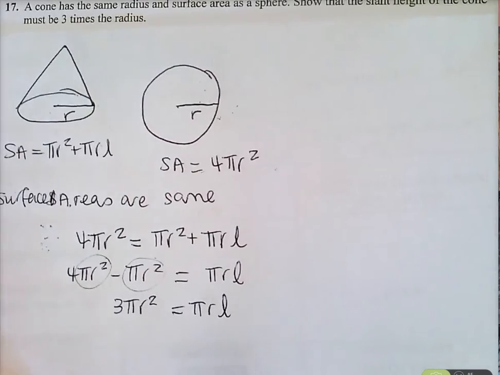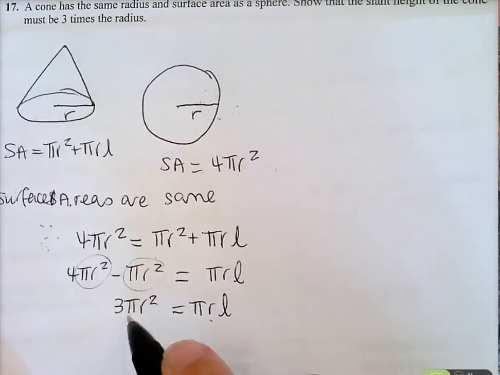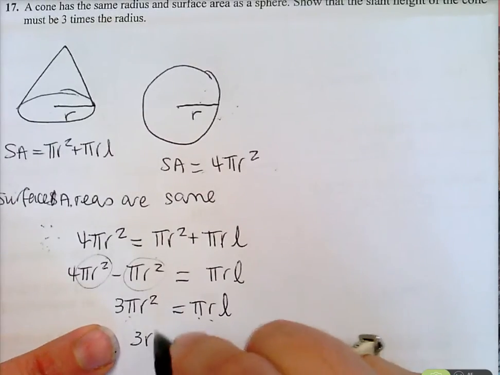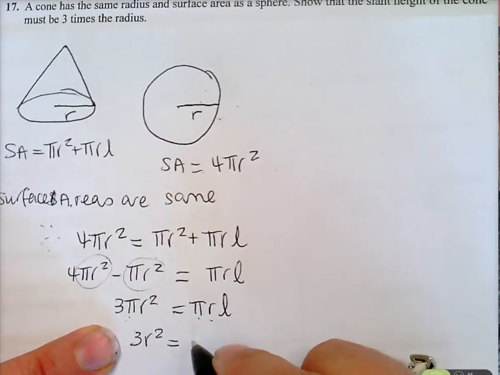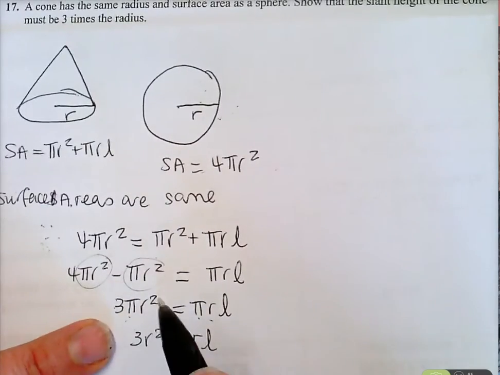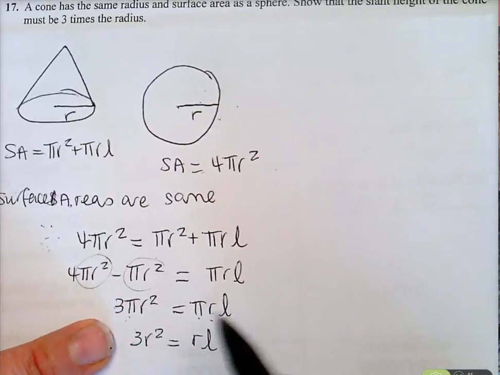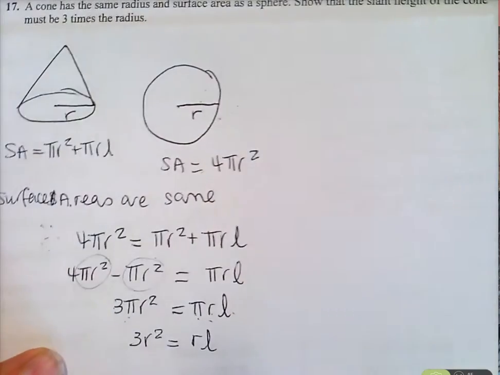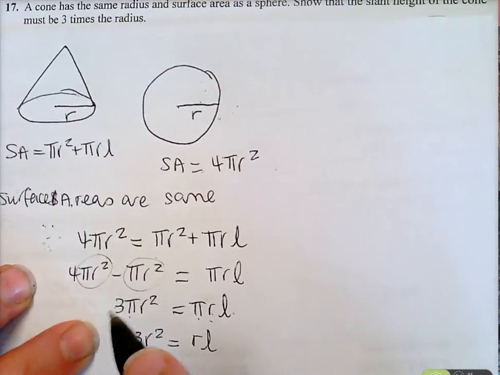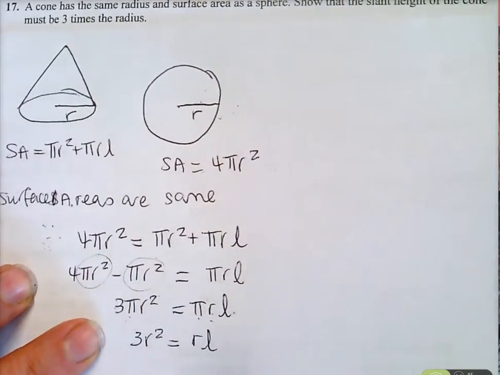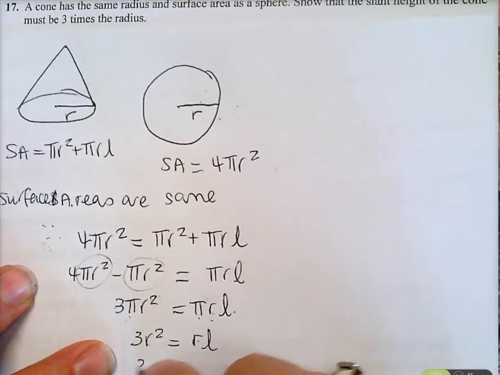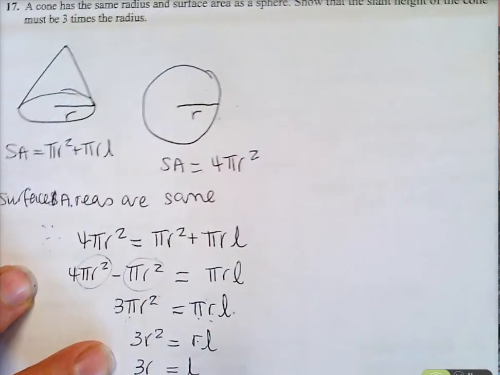Girls, I like to compare both sides. What's the same? So the pi is exactly the same. So I can divide by pi, 3r squared. So if I say the pi's are the same, doesn't it mean that the 3r squared equals the rl? That's what I'm doing. I'm saying those two are the same, the pi's are the same, so the 3r squared must equal the rl. What else is the same? One of the r's is the same as that, so 3r equals l.